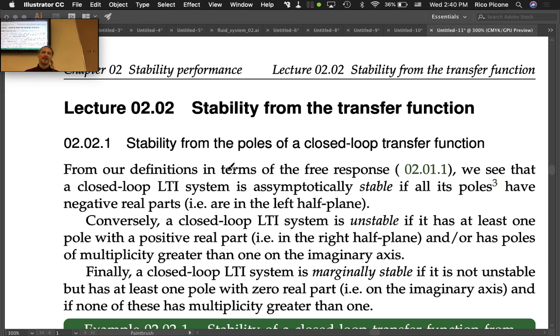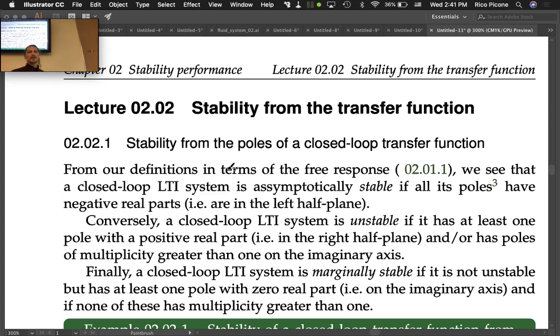So let's talk about lecture 2.2, stability from the transfer function. In the last lecture, notice I didn't talk about transfer function, didn't talk about system representation at all. I just talked about general definitions about the free response and the forced response, right? So let's look at stability from the poles of a closed loop transfer function.